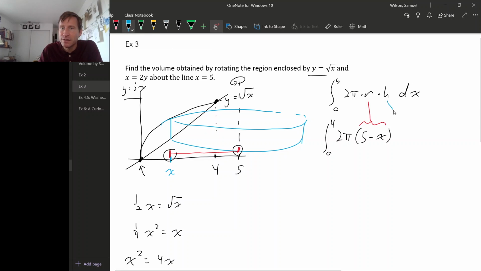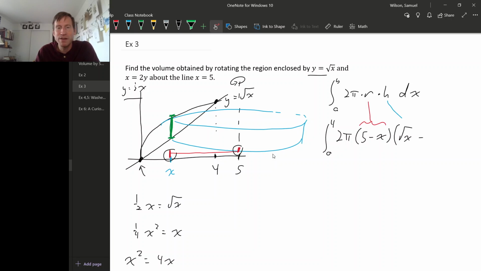Okay, now for the height. The height is this green distance here. And that's the distance between the square root function and the line. So all we need to do is take the larger y value minus the smaller y value, and that will give us the length of this green distance. Well, the larger y value is the square root function, so square root of x, and then the smaller y value is given by the line, and that's 1/2 x dx. So here's our integral.